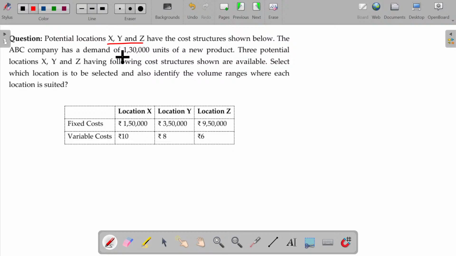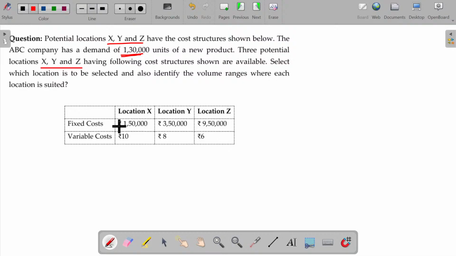The ABC company has a demand of 1,30,000 units of a new product. Three potential locations X, Y, and Z having the cost structure shown are available. Select which location is to be selected and also identify the volume ranges where each location is suited. So for what level location X is suitable, for what level Y is suitable, for what level Z is suitable, you have to find this out.